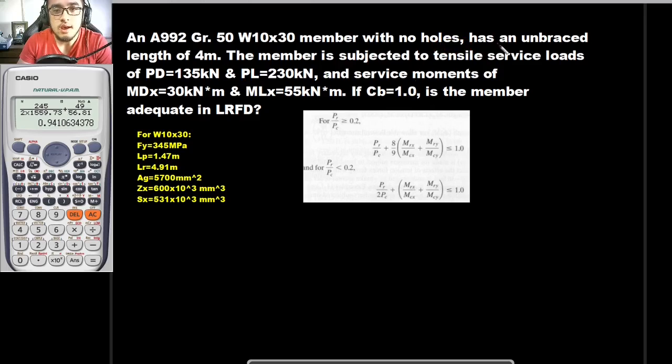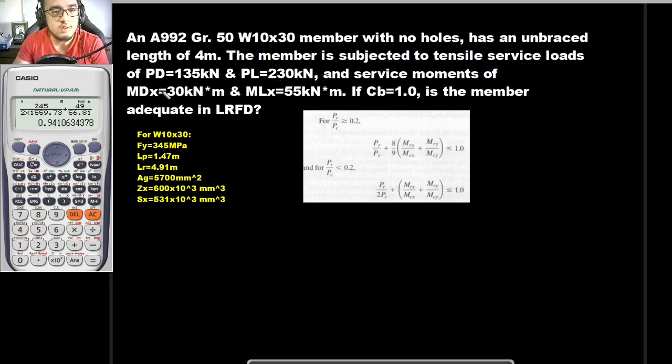Okay, so it has an unbraced length of 4 meters, so meaning our LB is equal to 4 meters or 4,000 mm. And the member is subjected to tensile service loads of PD equal to 135 kilonewtons for dead load, and for live load, that is to be 230 kilonewtons.